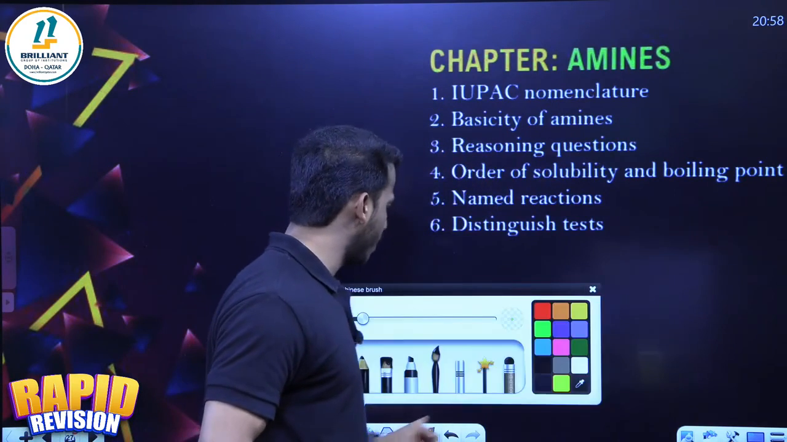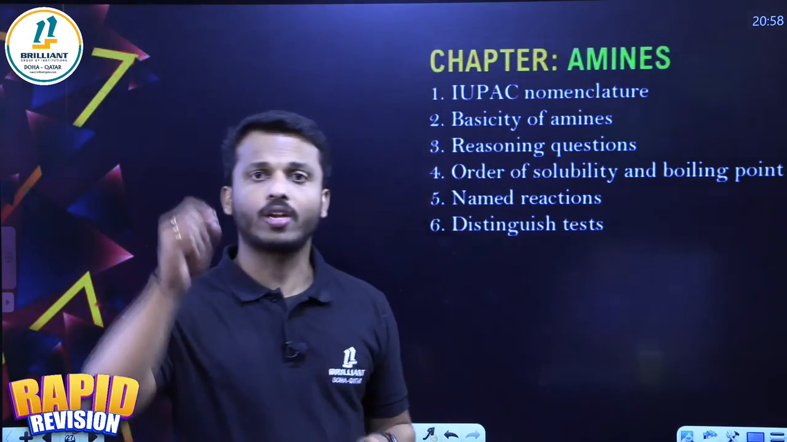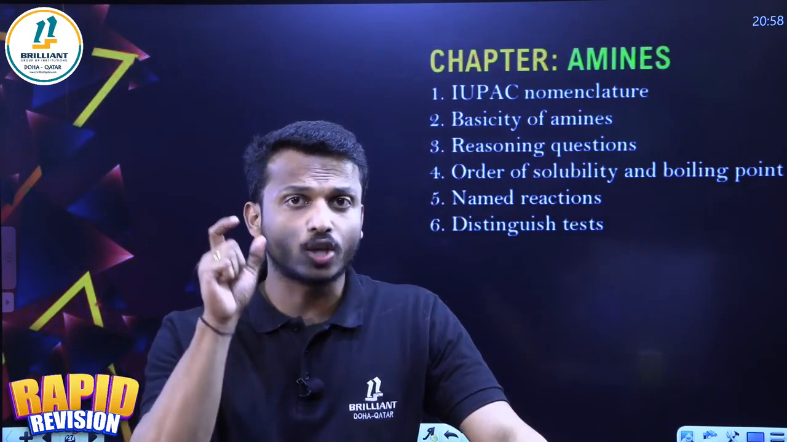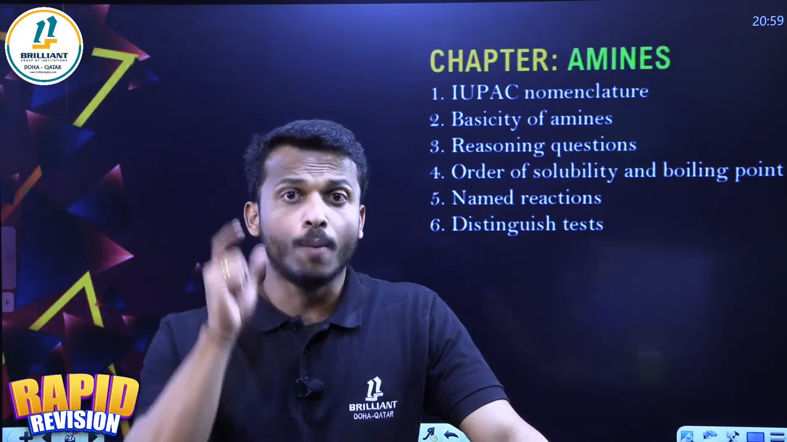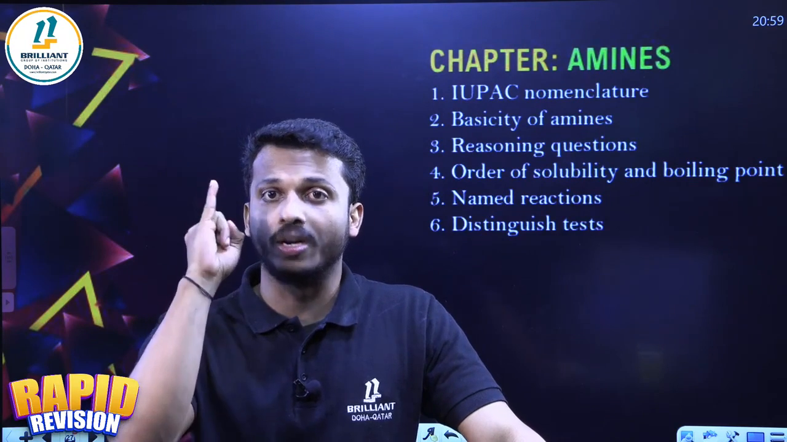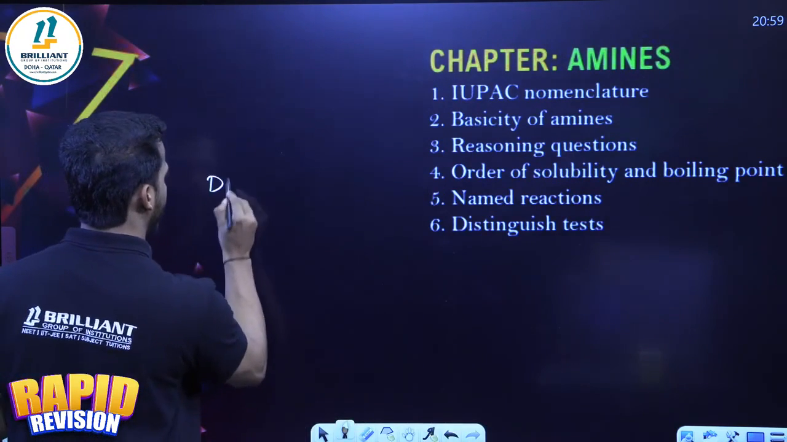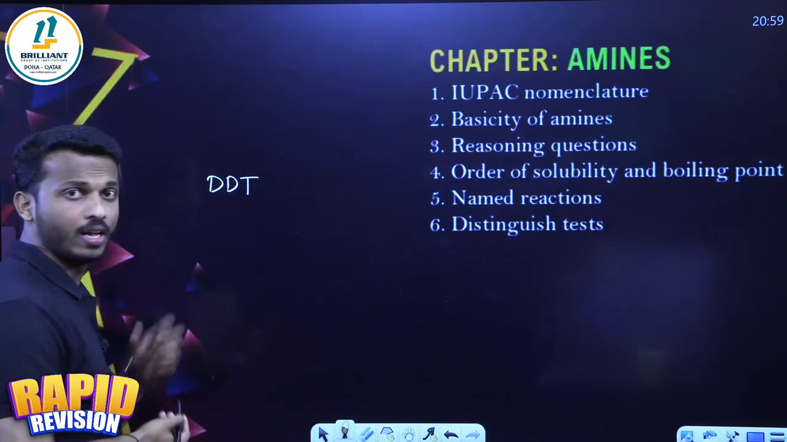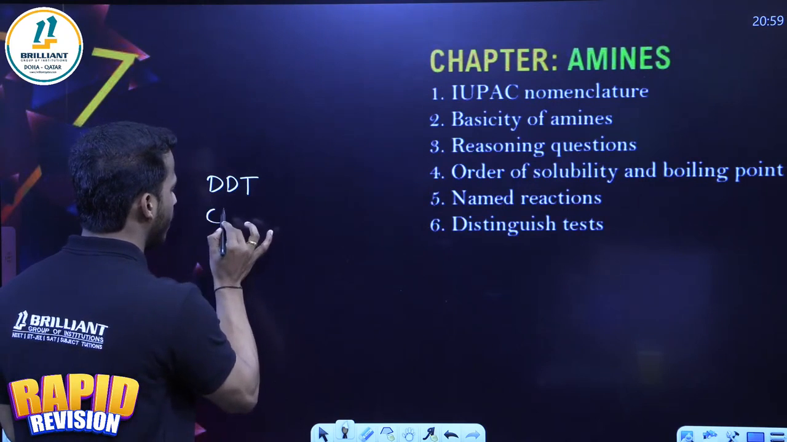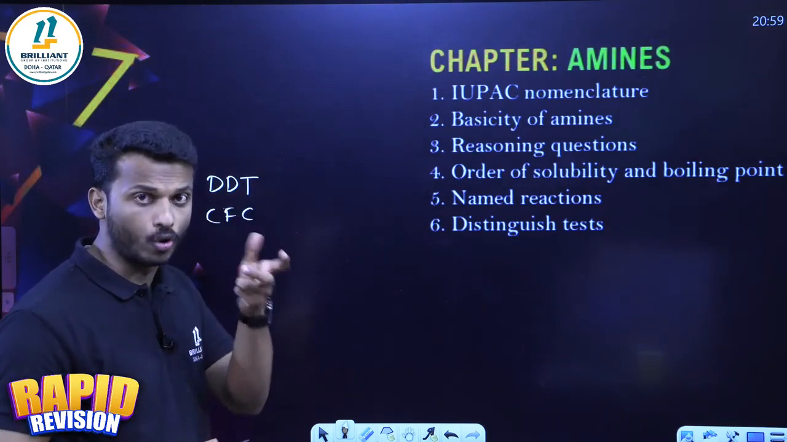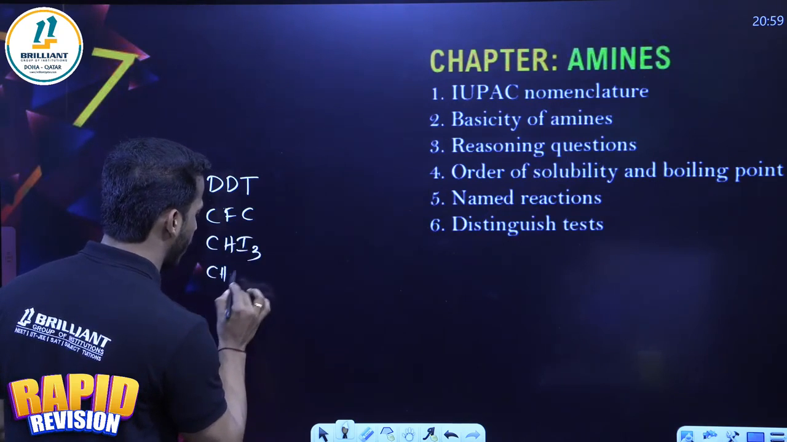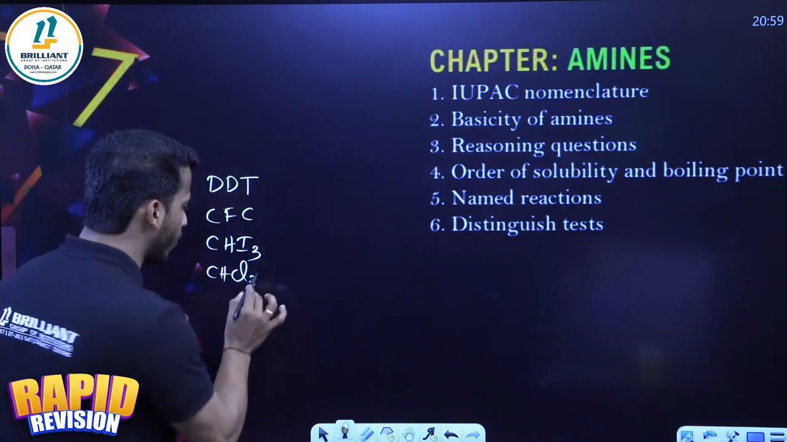The amines chapter, dear all, and in between, I forgot to tell you one thing. From our first chapter, haloalkanes and haloarenes, there is a topic called polyhalogen compounds, right? In polyhalogen compounds, please study all of you, DDT. What is DDT? Dichloro diphenyl trichloroethane, the preparation you should study. Then CFC, chlorofluorocarbon, iodoform, CHI3, and chloroform, CHCl3.